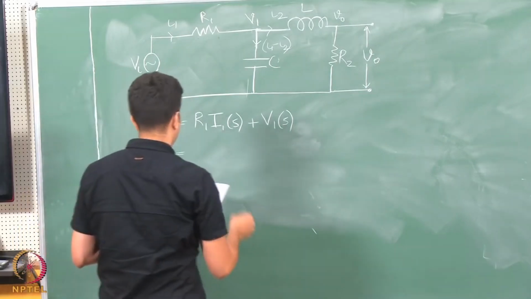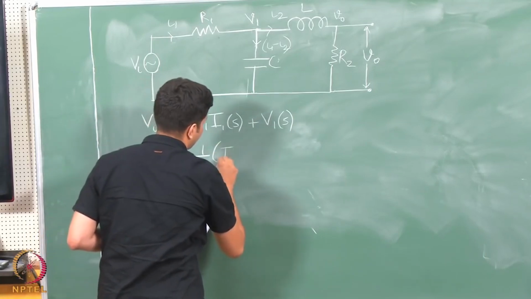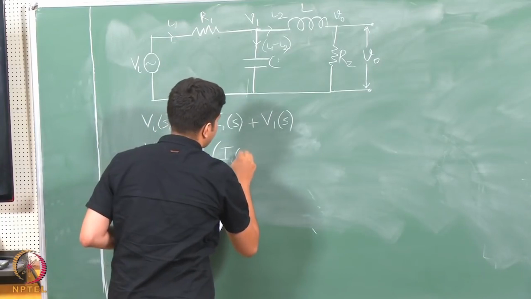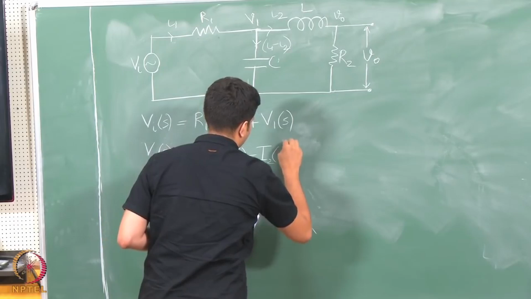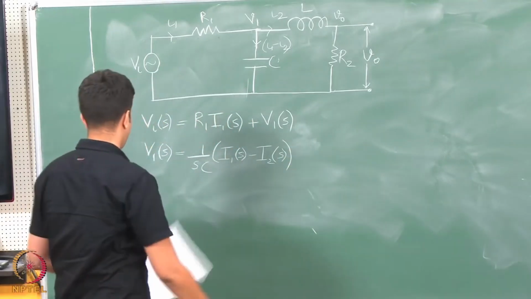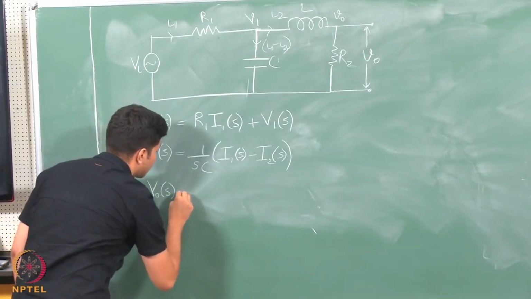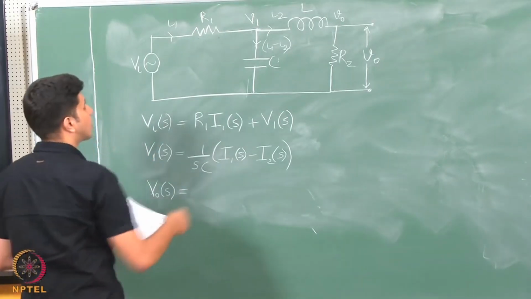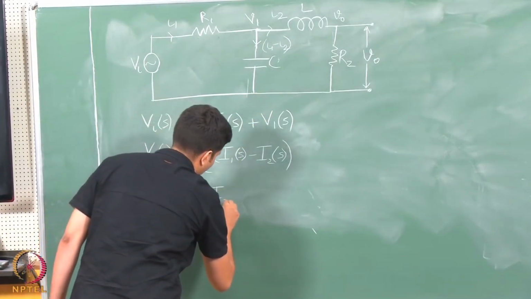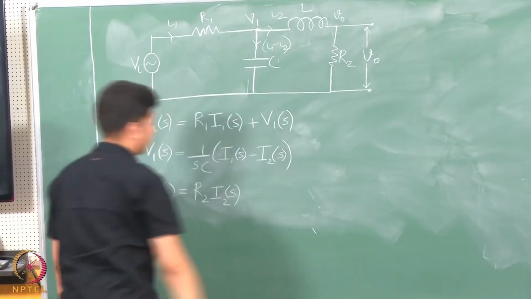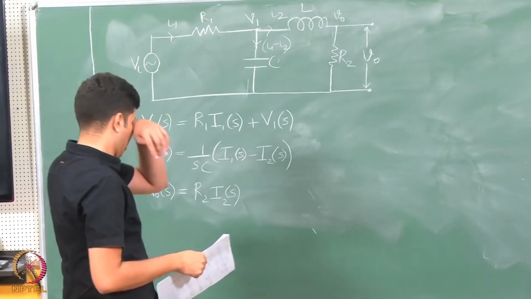My V1 of S, I can write as 1 by SC times I1 of S minus I2 of S. And V naught of S can be written as R2 times I2 of S. So, we have these three equations.